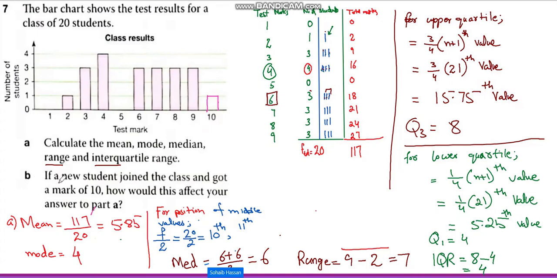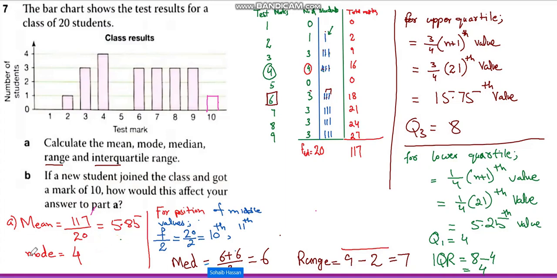Now, if we see B part, if a new student joined the class and got a mark of 10, how would this affect your answer to part A? So we need to carefully observe here that when we add one more student here who got 10 marks, this will definitely change the total marks. So if the total marks are being changed and the frequency is also changing to 21, this will definitely change the mean. This time the sum of the marks will become 127 because 10 marks is being added, and this will become 21. So definitely by changing these two values, we get different mean.